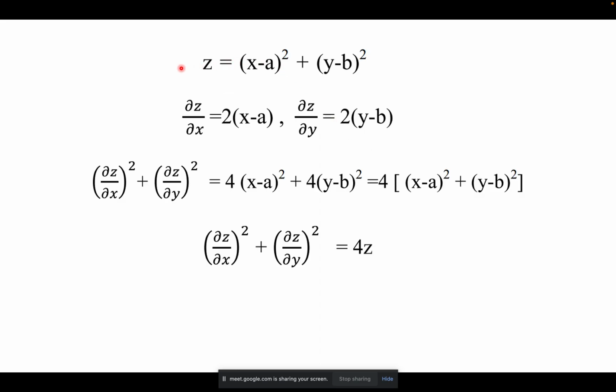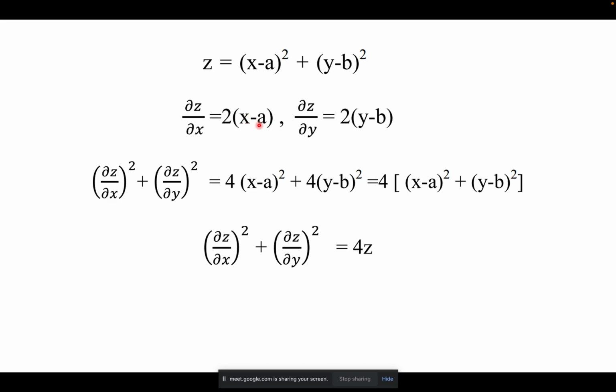So you are given the equation z is equal to x minus a whole square plus y minus b whole square, right? So now you have del z by del x. Now again you take the partial derivative of z with respect to both x and y. If you take the partial derivative of z with respect to x, what will you get? You have x minus a whole square, so if you take the derivative of this function with respect to x, you will get 2 times x minus a, right?